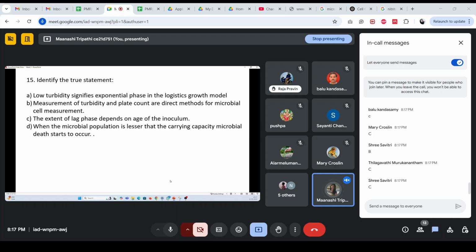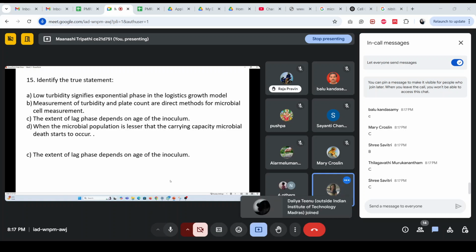Okay, so all of you have answered it correctly. The answer is C. The extent of lag phase depends upon the age of inoculum. So what is the lag phase? That is the initial phase in which the bacteria is trying to adapt to the environment. If the bacteria has already adapted in a similar situation, it won't take much time to adapt in the same situation. So the lag phase, which is the adaptation phase, will be really low. So the extent of lag phase depends upon the age of inoculum.